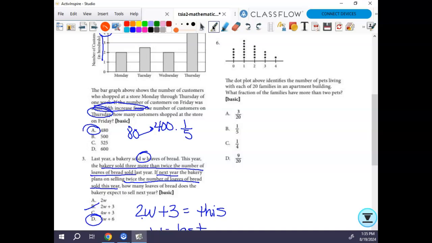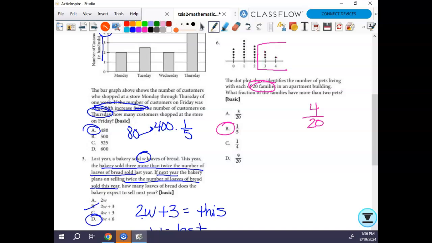What fraction of the families have more than 2 pets? Okay, so how many families are there? 20, or I can count all the dots, but there's 20. And I need the fraction that have more than 2 pets. So more than 2 pets is here, and that's 1, 1, 2, 3, 4. 4 over 20, and that reduces to 1/5. Okay. So if you didn't get this one, the issue might have been, what the heck is that dot plot thing? Because I think that's sometimes the issue.